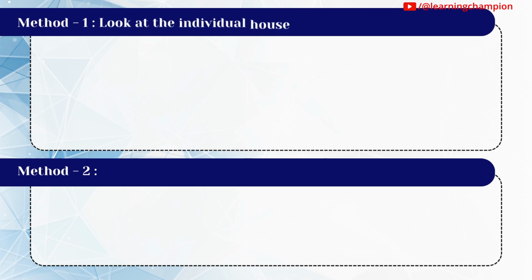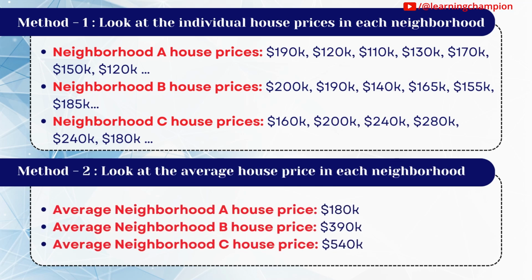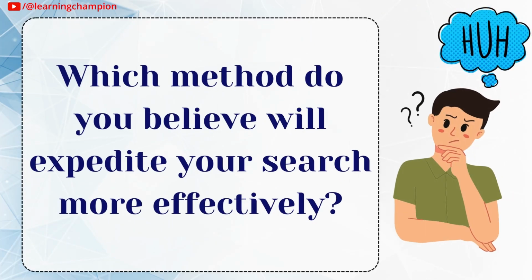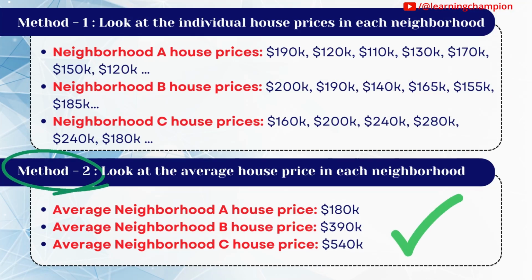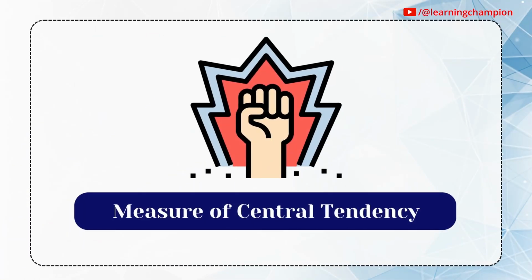Method 1 is to look at the individual house prices in each neighborhood, and this is what we have for decision making. Method 2 is to look at the average house price in each neighborhood, and this is what we have for decision making. Which method do you believe will expedite your search more effectively? I believe method 2 is a superior approach, as by knowing the average house price in each neighborhood, you can quickly see that neighborhood A is likely to have the most houses available within your budget as opposed to analyzing individual house prices in each neighborhood. That is the power of using measure of central tendency.